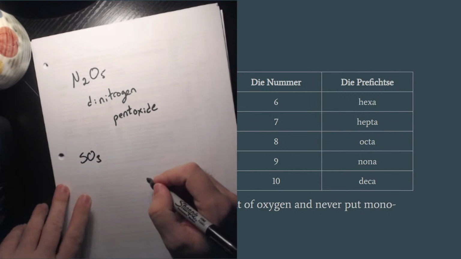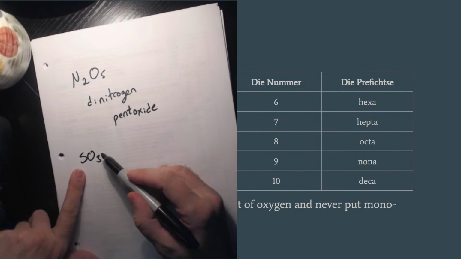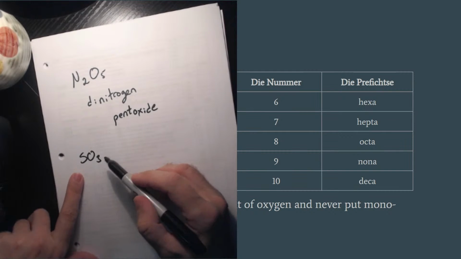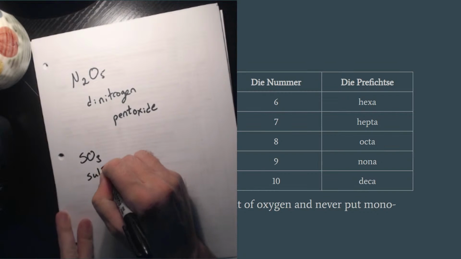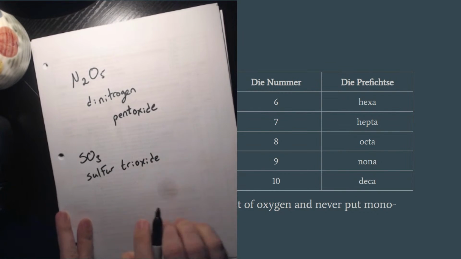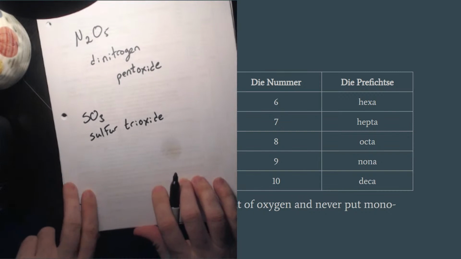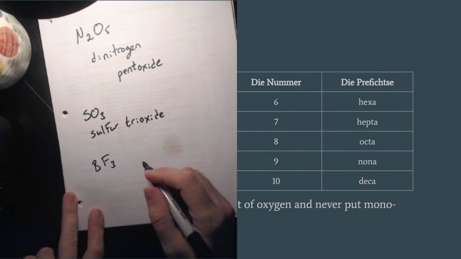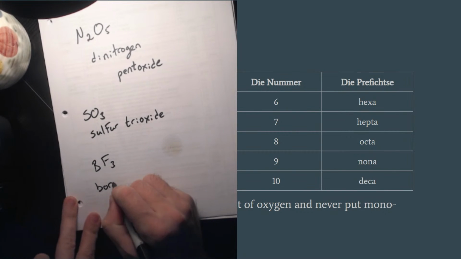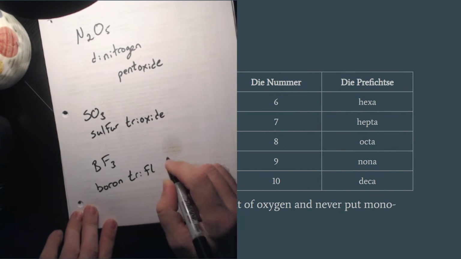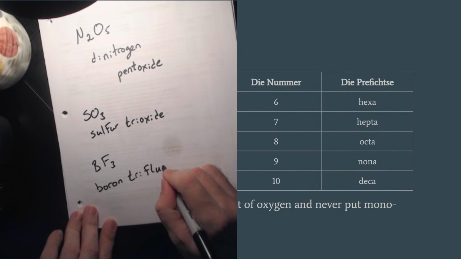SO3. Okay. Be careful. There's no charge on this, so it is not the polyatomic ion sulfite. SO3 by itself is sulfur trioxide. Let's go a little bit different. BF3. First element is boron, and then there are 3 fluorines, so it is boron trifluoride.